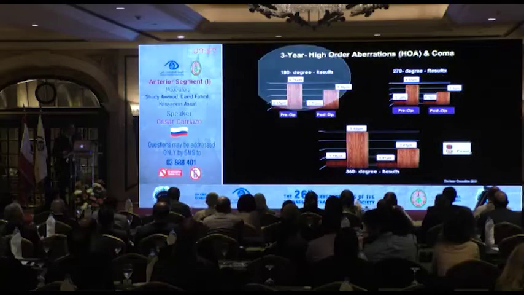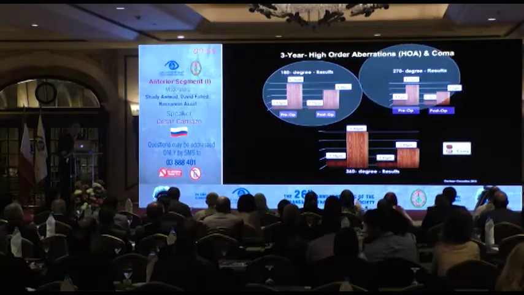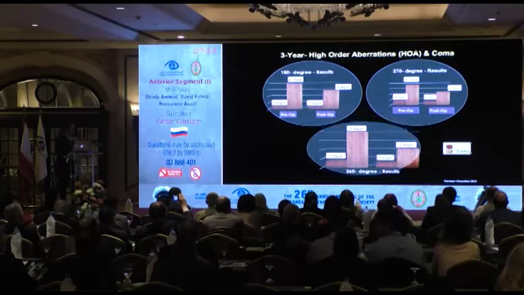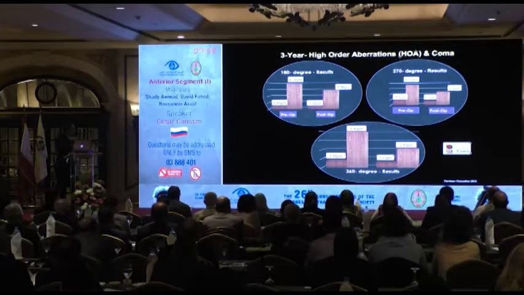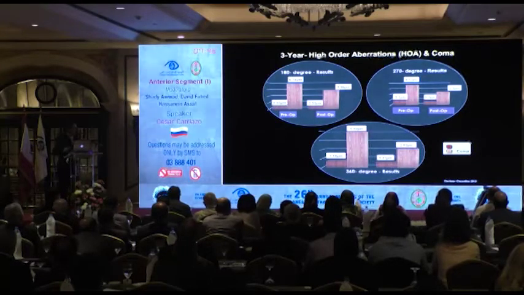Let me show you the higher order aberrations and coma. In the three groups, in all of them, we reduce both the higher order aberrations and the coma. The coma is the most important in keratoconus. You see how it's reduced.